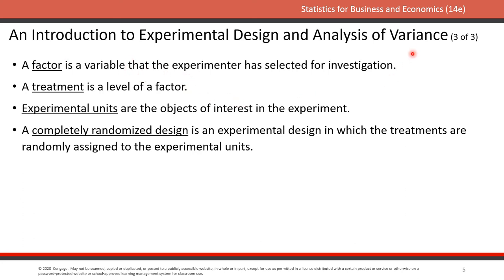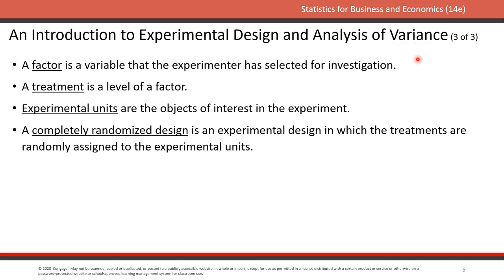And you're going to hear me talk about that all the time. Now, they'll say a treatment is a level of a factor. So all it's saying here is, let's say the factor is drug. Or let's say I've got my old marketing method and my new marketing method that's considered the treatment, versus the old marketing method, which is considered the control. So the factor would be marketing method.